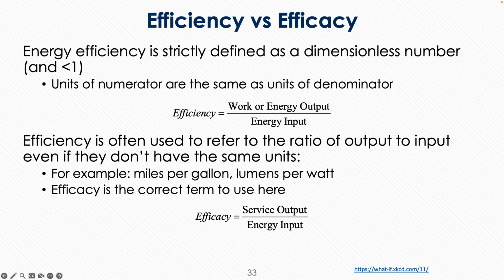So hopefully that makes sense. Let's say, for example, miles per gallon, right? You can't actually convert that into efficiency because the units are different. If I were to, does anyone know this? A mile is a unit of what? Yeah, distance or length, right? And a gallon is a unit of volume. So you could actually cancel out one of the things.